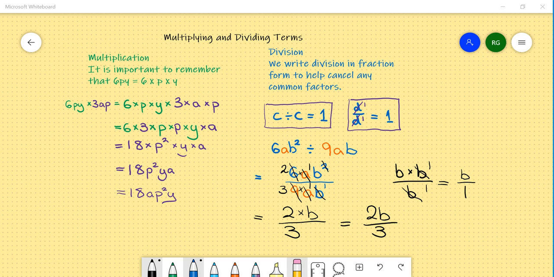Those are some short examples for multiplying and dividing by algebraic terms or pronumerals. Feel free to re-watch this video, as it may unlock a few ideas as you go. Thank you for listening.